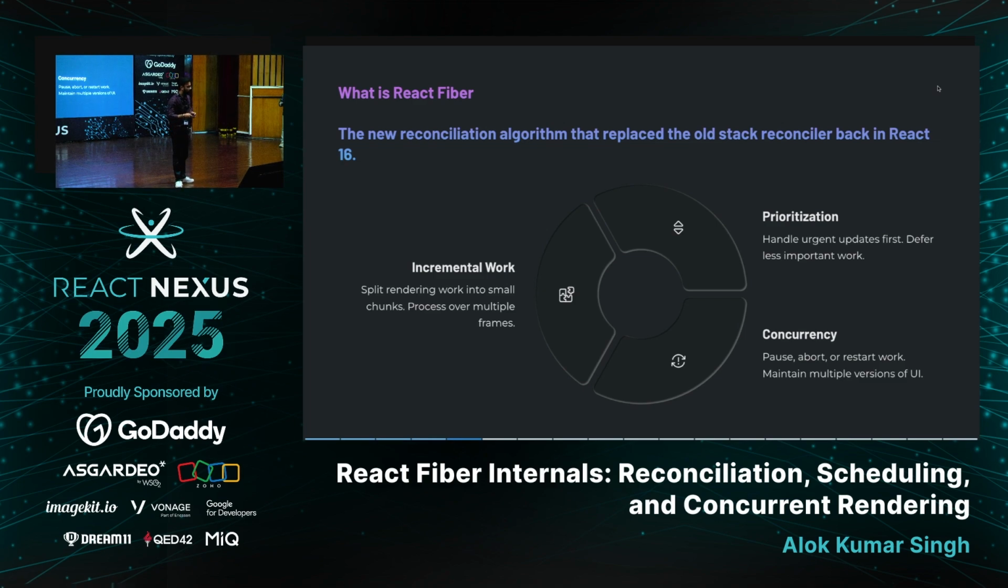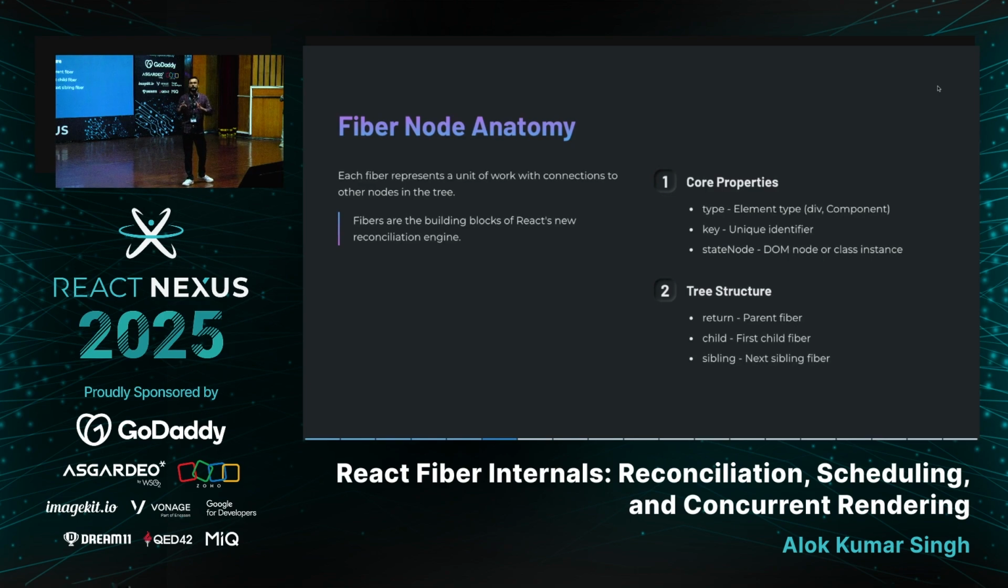We will go deep into all these fundamentals, but first of all, let's understand what a Fiber node looks like. Each fiber represents a unit of work. That means every update, every work that you define in your React component is a React fiber. And each fiber is connected with the other fibers in the component tree to create the entire fiber node structure.